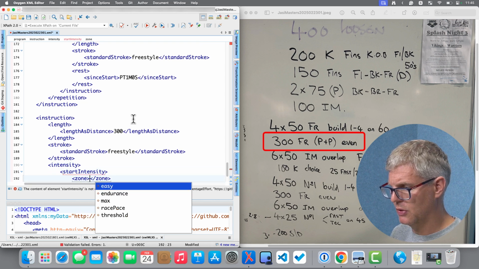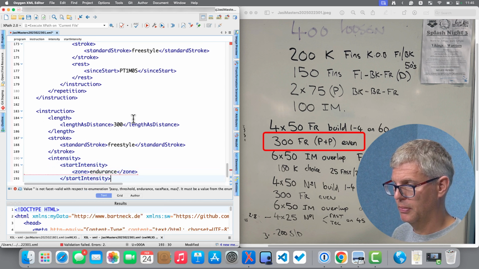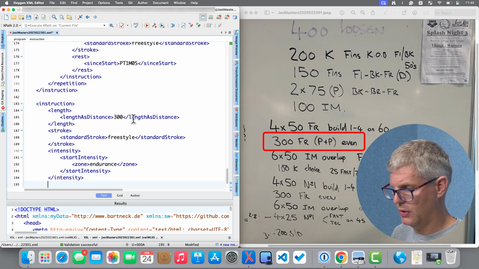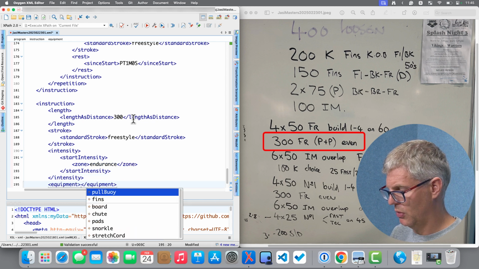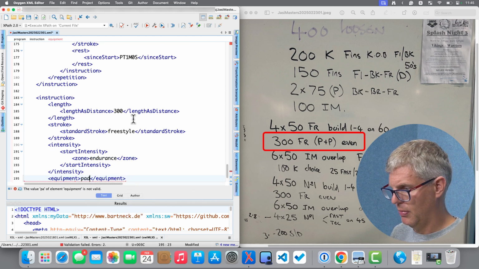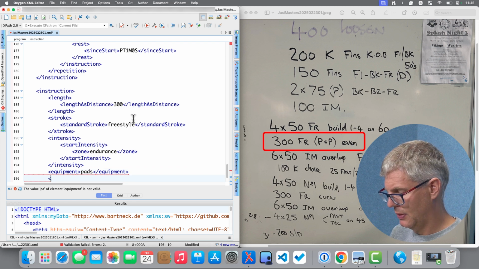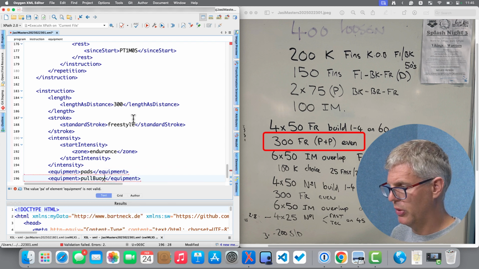Let's say a zone endurance. And we just have to add some equipment. So pads and pull boy.